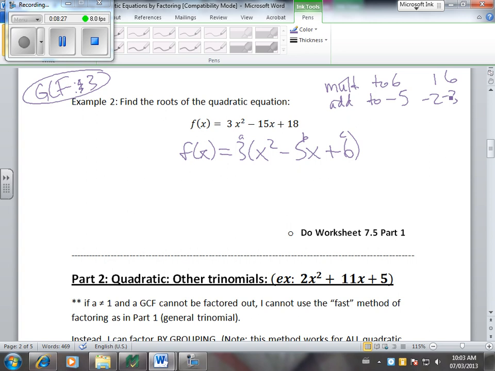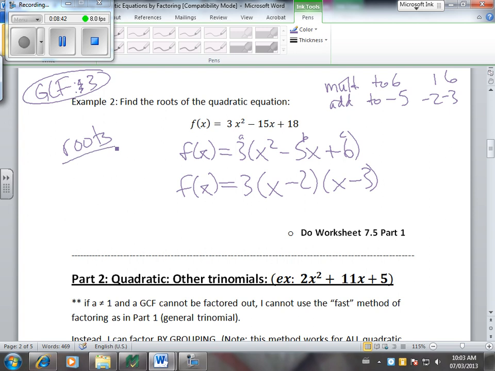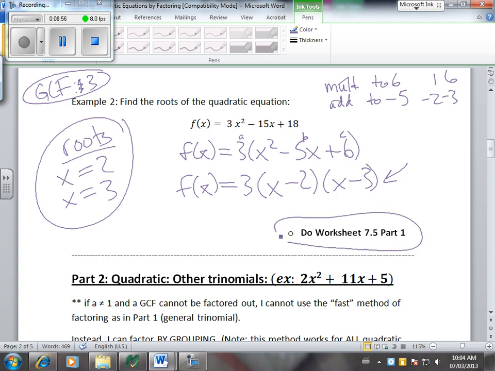Okay, so then what we can do is we keep our 3, and we'll have x minus 2 and x minus 3, and that will be our f of x. Our roots will be x equals 2 and x equals 3. And again, if you're unsure of how we factored this, please expand this out and just double check that it is indeed correct. And now on your worksheet, you can try 7.5 part 1. And remember that the key to the worksheet will be posted.